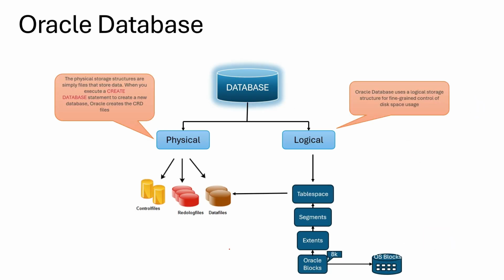Okay, so let's see the distinction between Oracle database physical and logical structures. The physical database structure consists of the control file, redo log file, and data files only. That is CRD: control, redo, and data files. The physical storage structures are simply files that store the data. When you execute create database, by default Oracle creates the control files, redo log files, and data files. Those are physical files, and you can see them with your eyes.